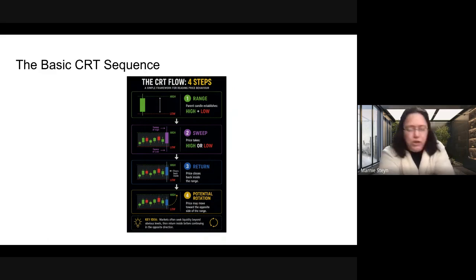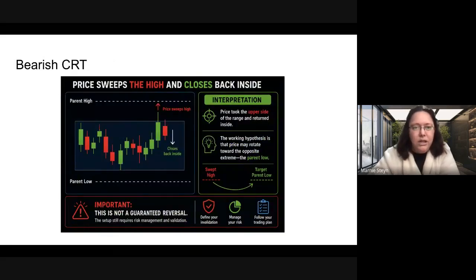So I'm going to show you guys what you can look for in a CRT candle. What do you want to see on the parent candle that makes it a better parent candle than all the other candles? So what does a bearish CRT look like? Price sweeps the high, closes back inside the range, and then you want to look to trade it from there to the low on the other side. The interpretation is simple, guys. Price took the upper side of the range, returned back inside, and then the working hypothesis is that price may rotate towards the opposite extreme, the parent low.